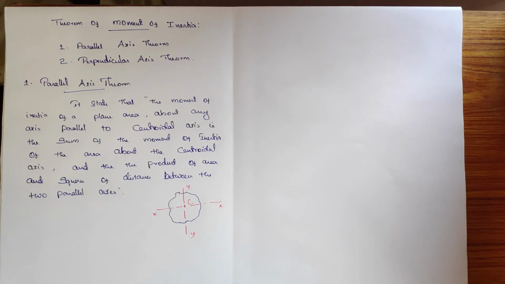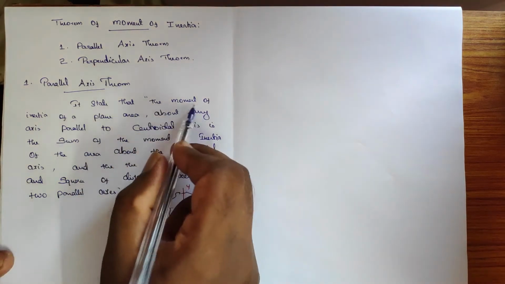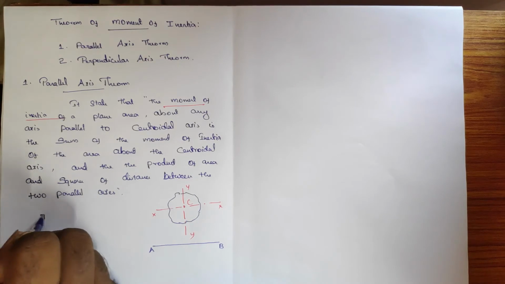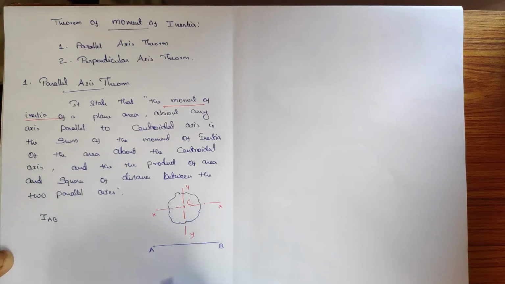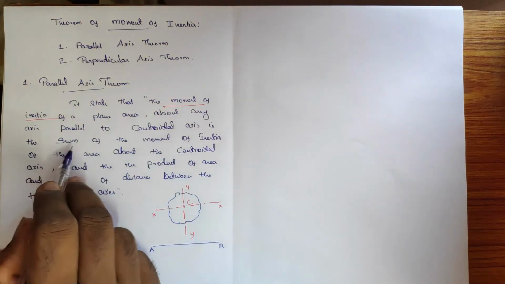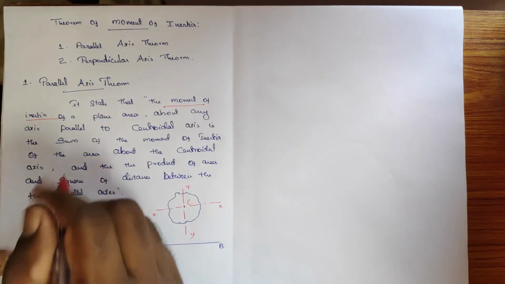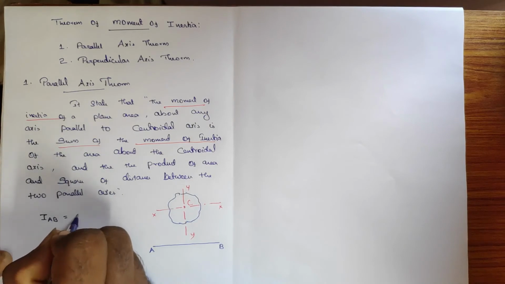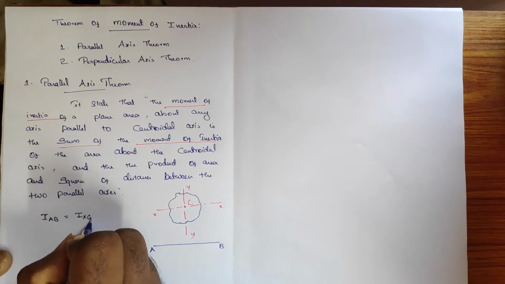Okay, fine. According to the parallel axis theorem, if I consider an axis from the object something like this, and call it AB, I can say the moment of inertia of the plane area, IAB, is equal to the sum of the moment of inertia, IGG, right?